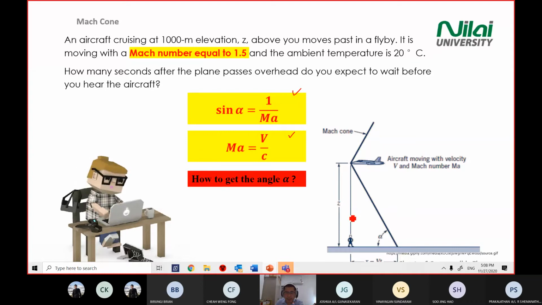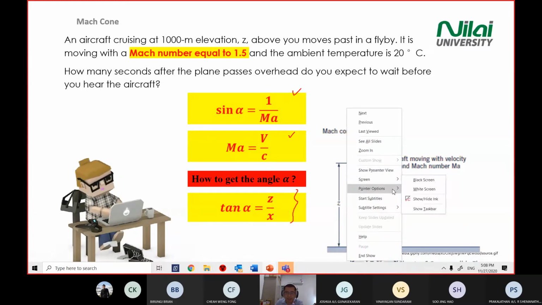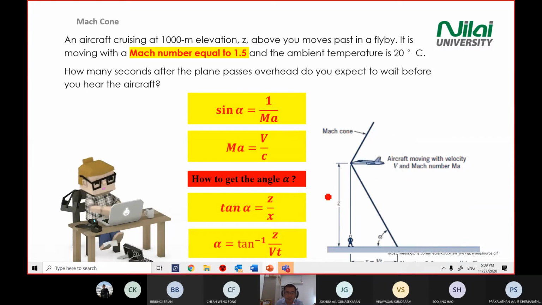Anyone of you don't understand what I'm talking about, or you cannot see the trigonometry equation? If I show you tangent alpha equal to Z divided by X, anyone of you don't understand? How come Z divided by X? This is a trigonometry question. This is mathematics. Tangent equal to opposite divided by adjacent side, Z divided by X. And then you want to find the alpha: alpha equal to tangent inverse of Z divided by VT.